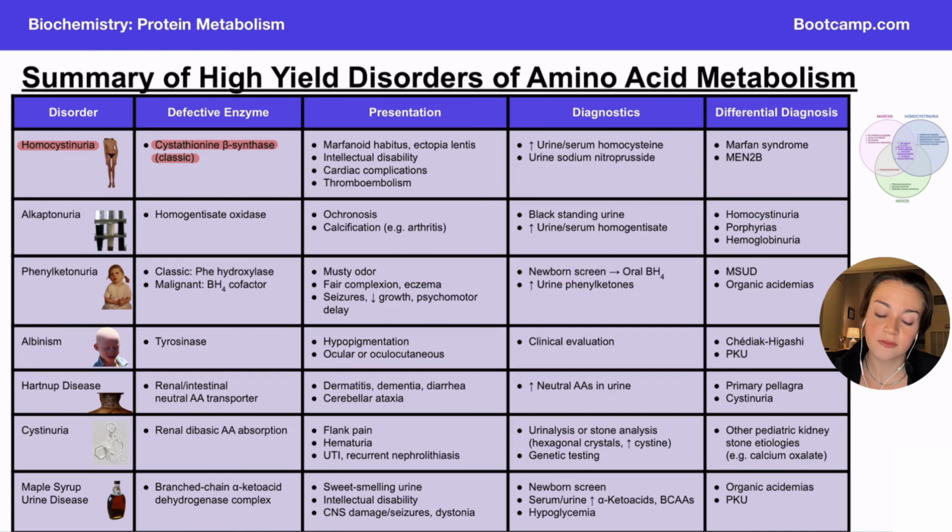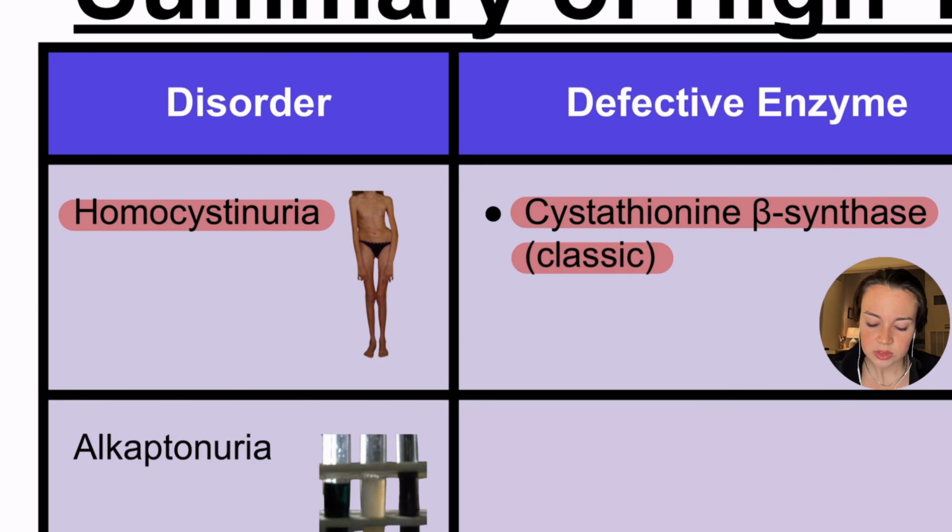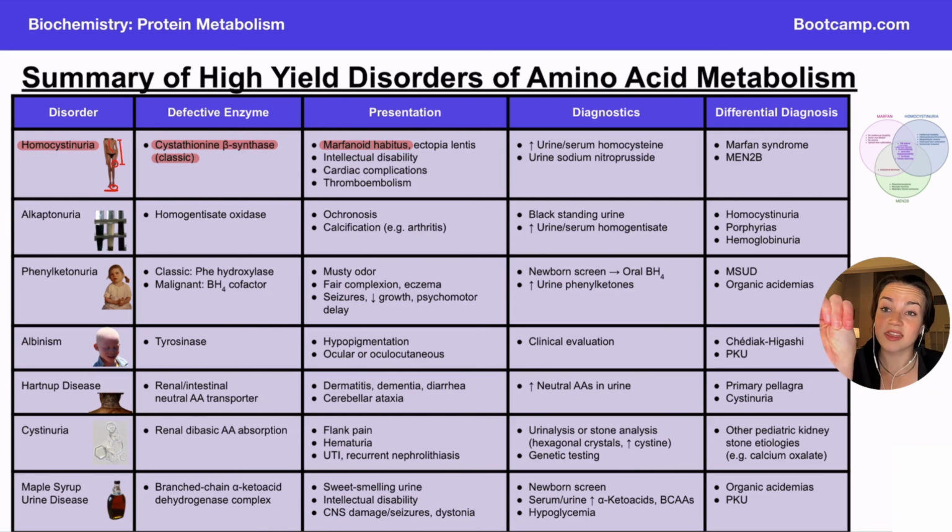The presentation for homocystinuria includes marfanoid habitus, and that was part of the image I selected over here. You can see features like scoliosis, very long limbs, very long fingers and toes as well, things like the thumb sign and the wrist sign. You also see ectopia lentis, where the lenses of the eyes will sublux downwards and inwards, and that downwards and inwards direction is important, especially when we talk about our differential diagnoses.